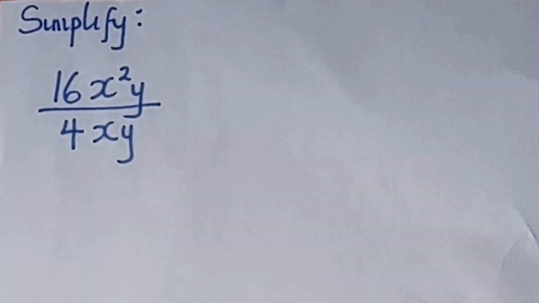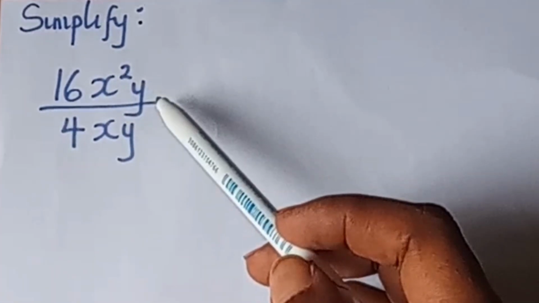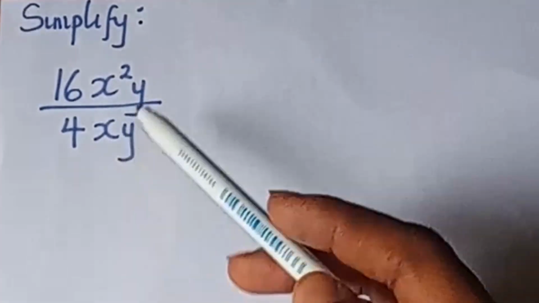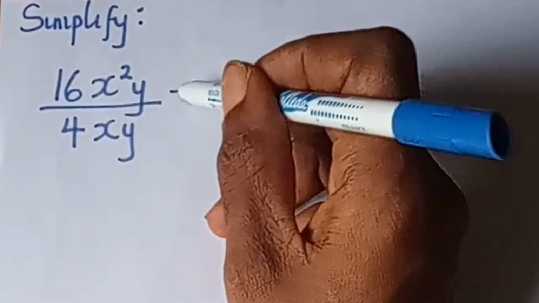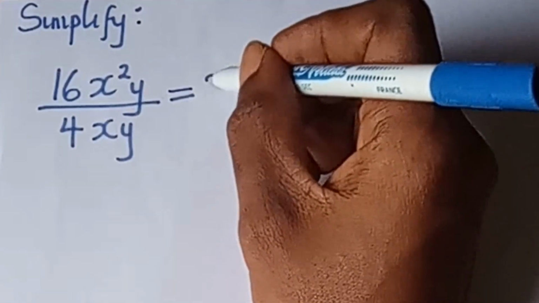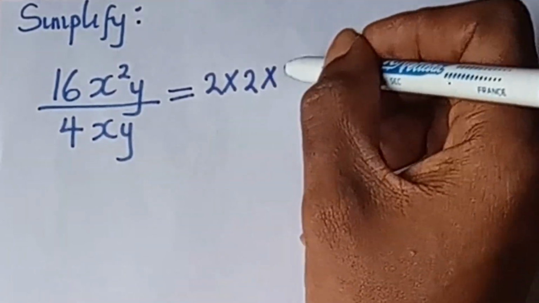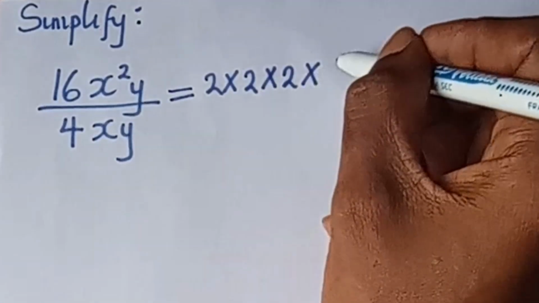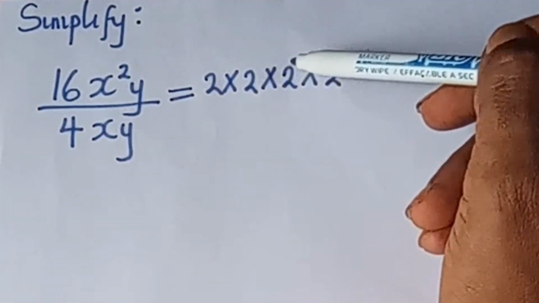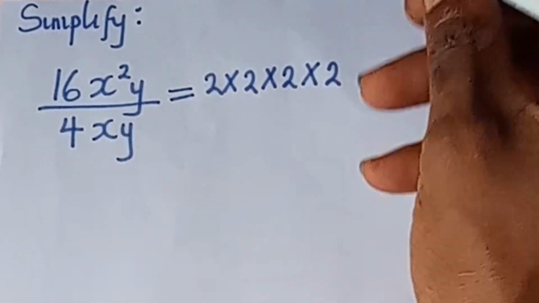Simplify 16x raised to power 2 y all over 4xy. To do it, we need to first of all expand this. So I have 2 times 2 times 2 times 2. 2 times 2 is 4. 4 times 2 is 8. 8 times 2 is 16.